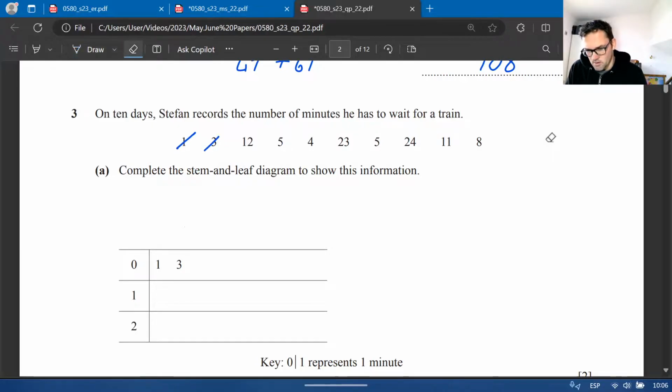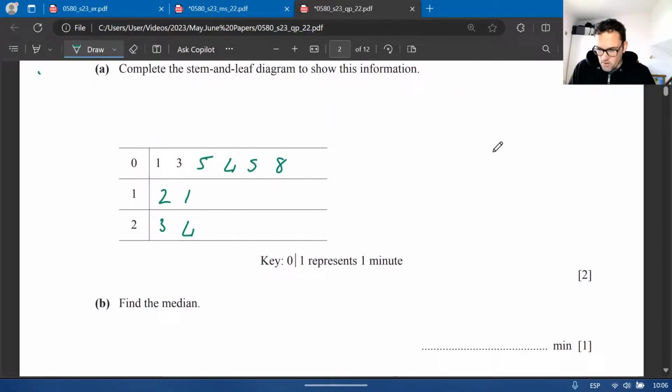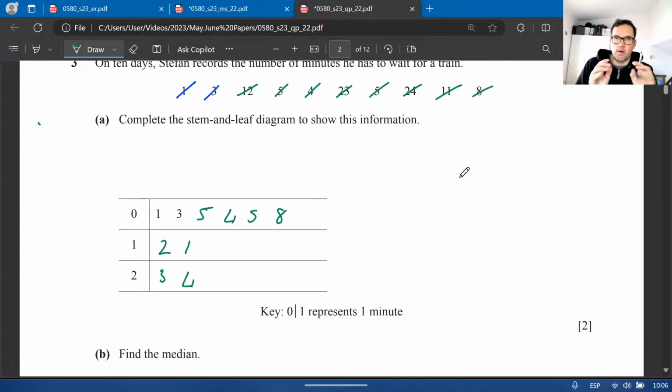Okay, but use a pencil for this. I'll show you now why. Okay, then there's the 5, then there's the 4, then we got 23, we got another 5, then we got another 24, then we got 11, so 1, and we got 8. Now the thing with a correct stem and leaf diagram is it's always in the right order from smallest to biggest, which ours is not. That's why I said use a pencil. But let's change that. 2, then we got 3 and the 4. That is the right order, so I'm going to put that in pen.